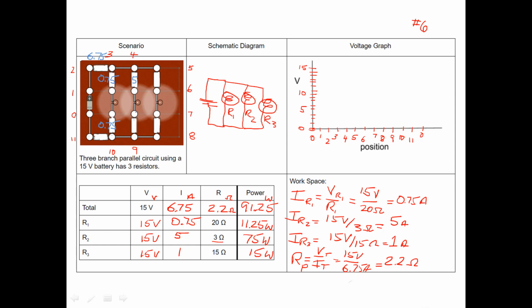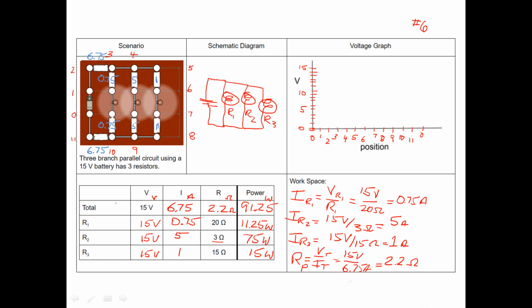Out of that we have 5 amps going down R2. If it goes to the light bulb, there must be 5 amps here as well. That 6 amps, that leaves 1 amp over here. 1 amp is flowing into R3, going through the light bulb, and then 1 amp here. Coming back around, we have our 1 plus our 5 plus our 0.75. This is, I'll just write it over here, 6.75 amps returning to the battery.